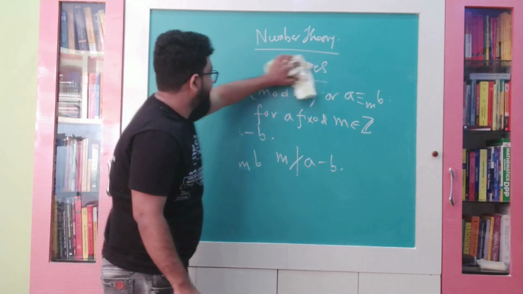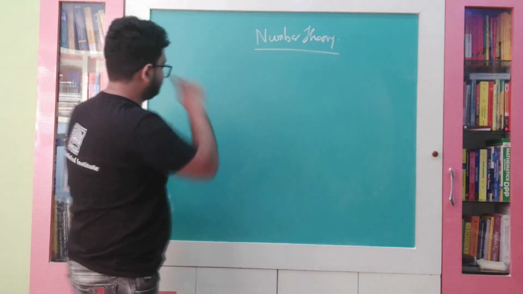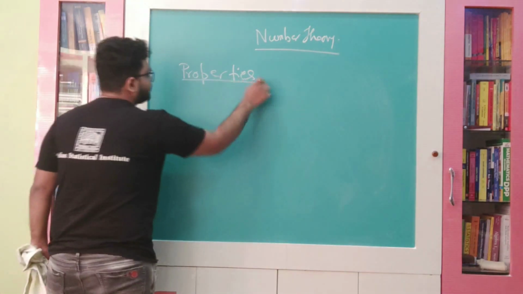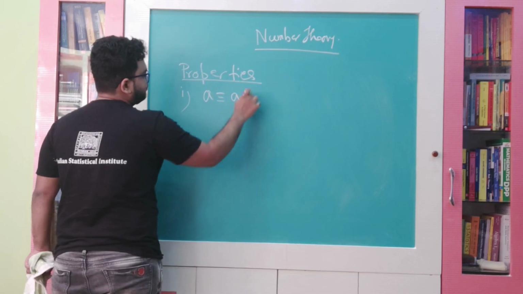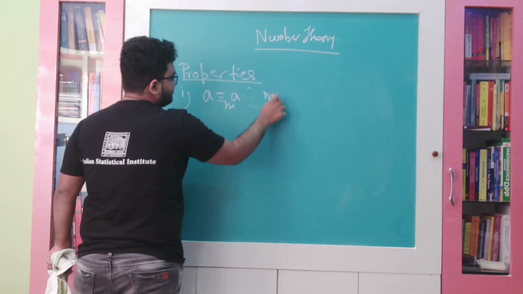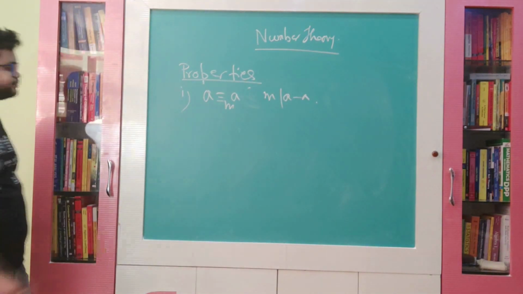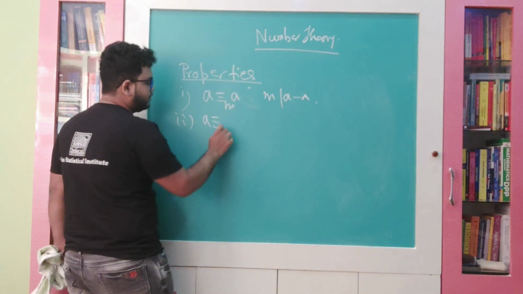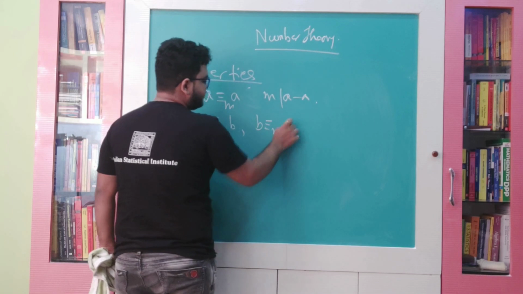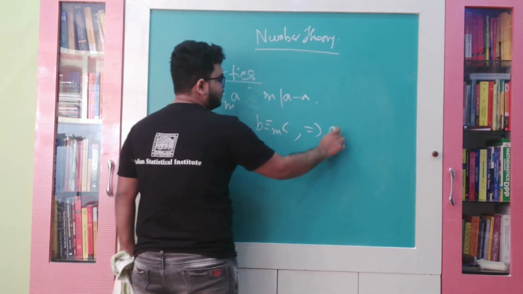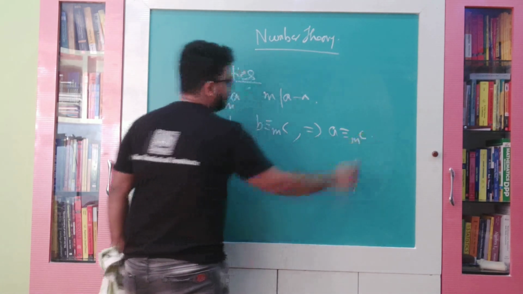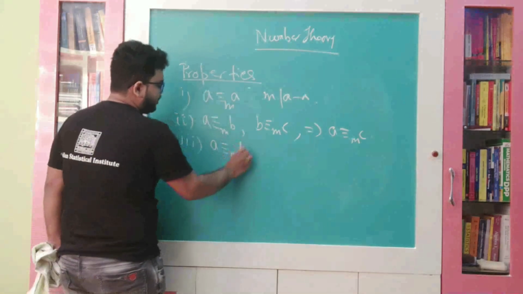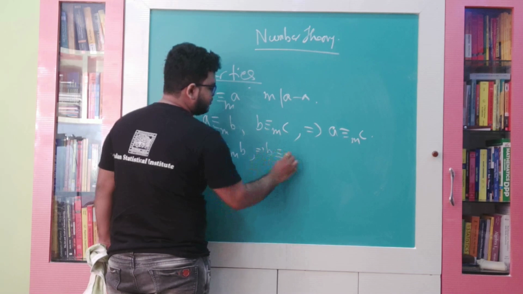So properties. You can see that A is always congruent to A modulo M, because M divides A minus A. Second, if A is congruent to B mod M and B is congruent to C mod M, then this implies A is congruent to C mod M. Third property: if A is congruent to B mod M, then B is congruent to A mod M.